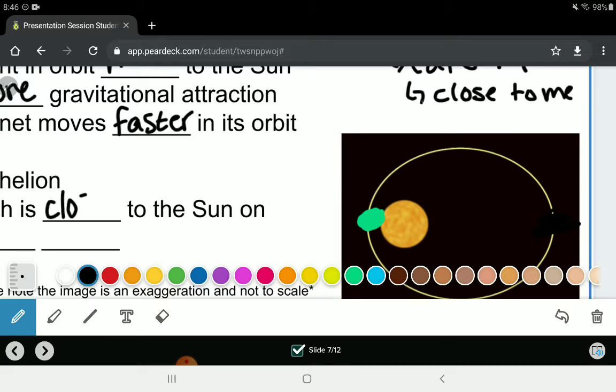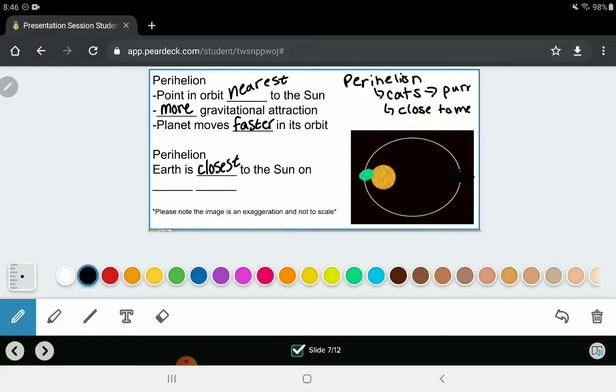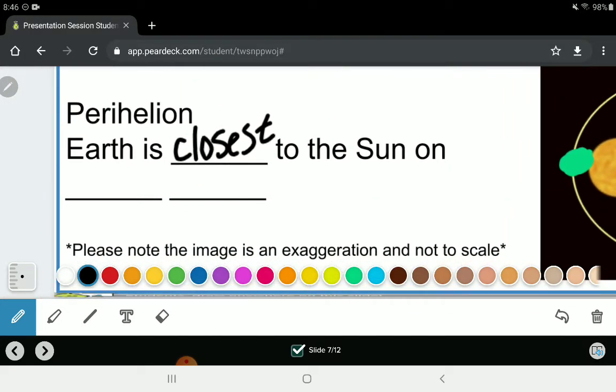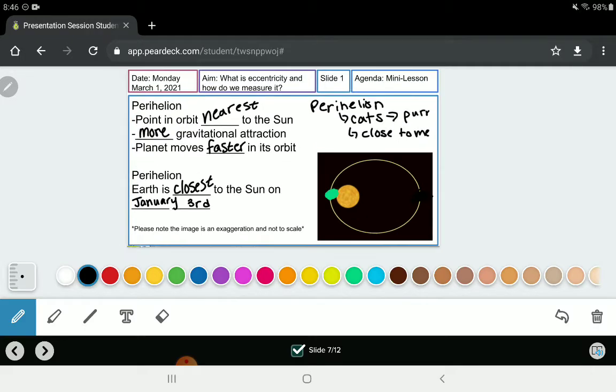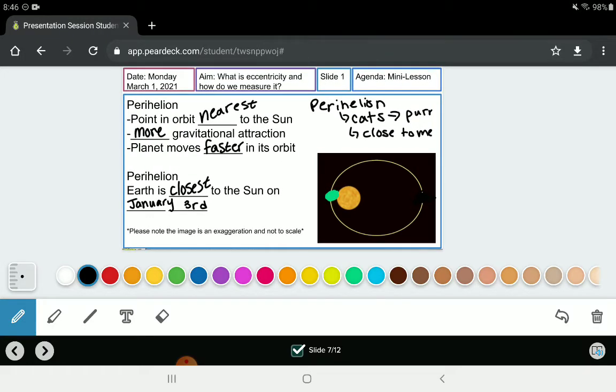And something that may surprise you or seem strange to you is that the Earth is actually closest to the sun on January 3rd. So on January 3rd, when we were all freezing our butts off this year, we were actually closest to the sun.